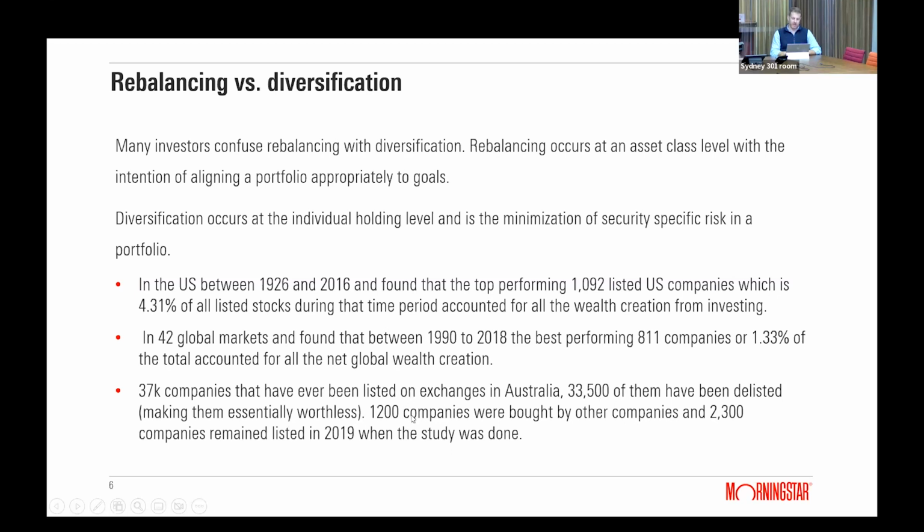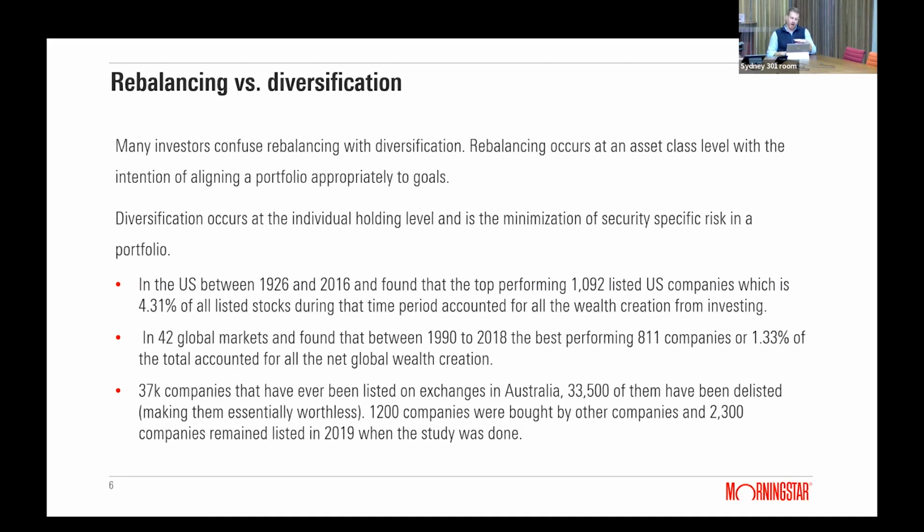1,200 of those 37,000 companies were bought by other companies, which in general, depending upon when you got into them, is a positive for investors, at least in the short term, because you're going to get a little bit of a return surge there. And then there are 2,300 companies that remain listed in 2019. So once again, showing that in Australia as well, over the long term, very few companies are really responsible for a lot of the wealth generated by investors. So something to think about with diversification.